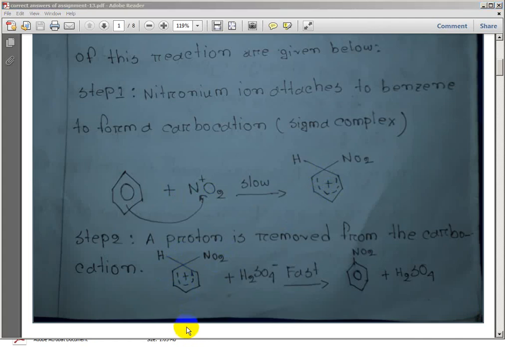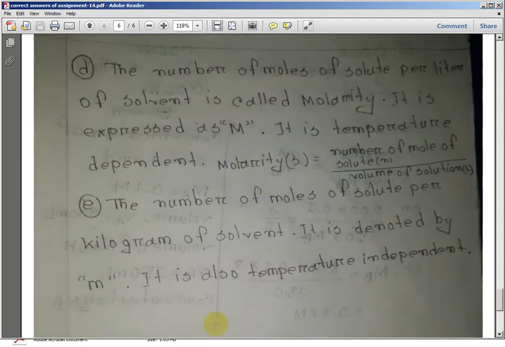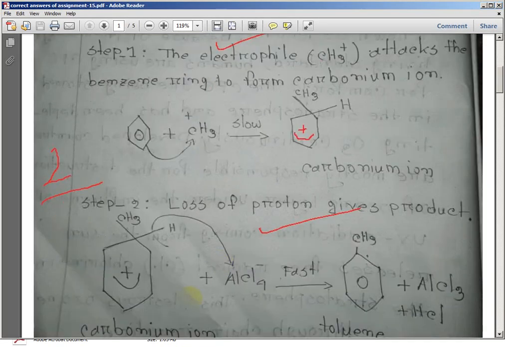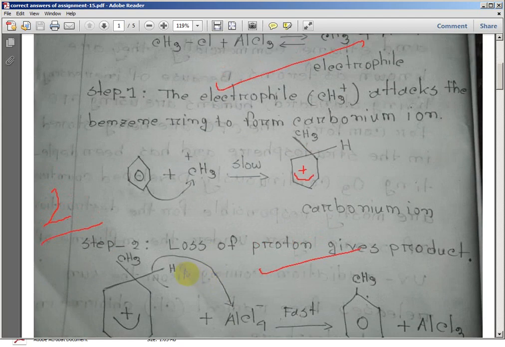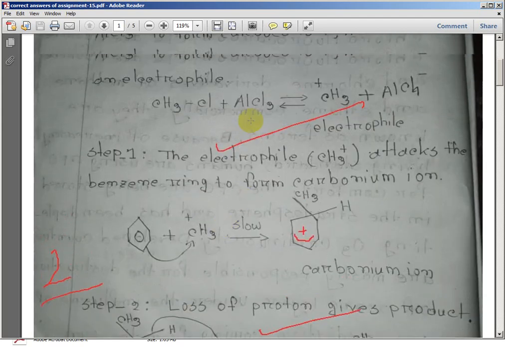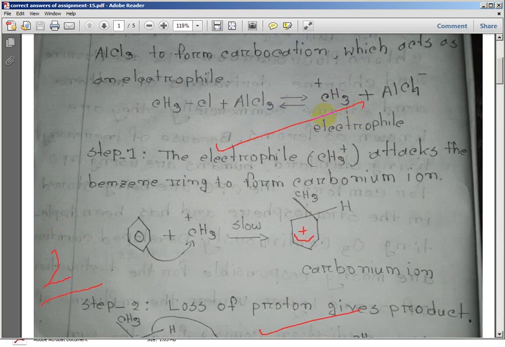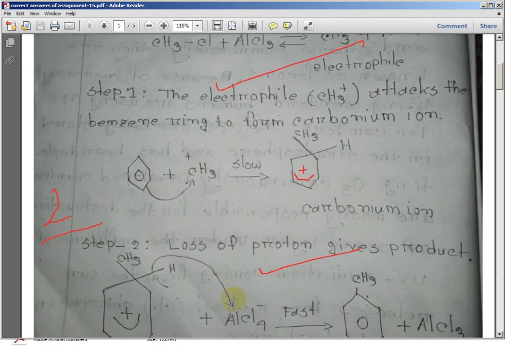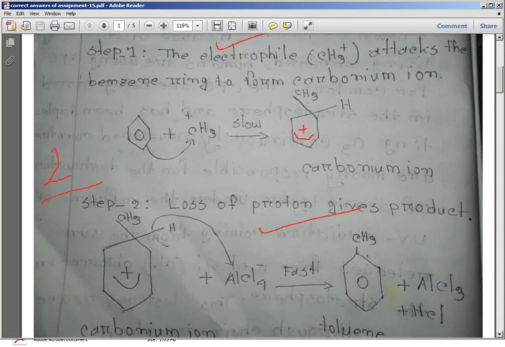I am showing another answer. This answer maybe. Here I show this correction. Look, here loss of proton occurs. Here is another compound, same mechanism for alkylation. At first an electrophile is formed. This step first, the electrophile attacks the benzene ring to form a carbonium ion or sigma complex. Then the second step, loss of proton occurs, this H plus is lost and gives the product. So toluene is formed.